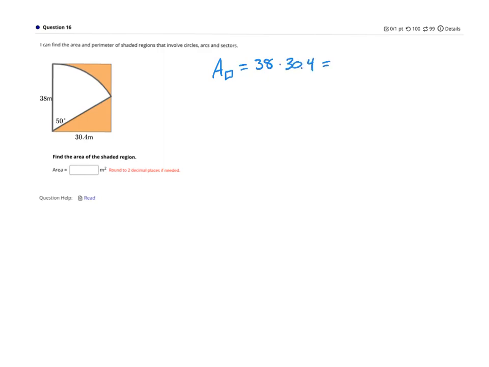And when you multiply those two together, you're going to end up with 1155.2. Next, we need to find the area of the sector. To find the area of the sector, I'm going to find the area of the entire circle, which is pi times the radius. Now the radius is the length of this side over here, so that's 38 squared, times the fraction of the circle that the sector makes up, which is 50 out of 360.